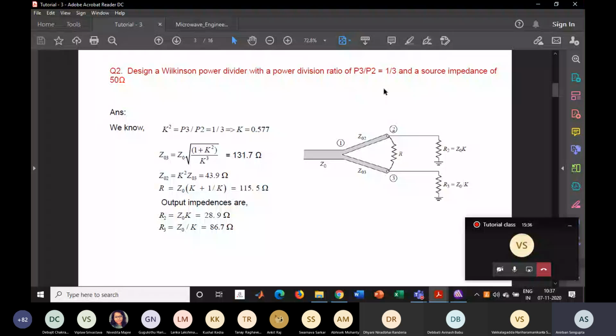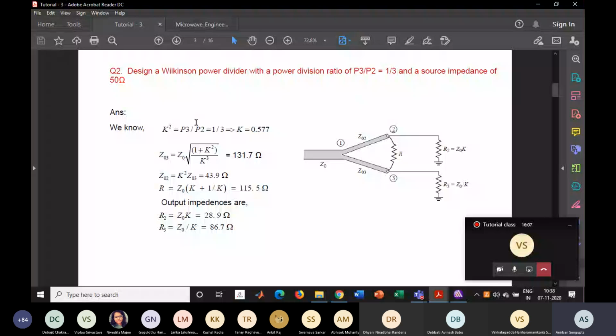Wilkinson design. So these equations are directly written in the book. When you go to the Wilkinson power divider section, you will find one part which is called the unequal power division, and that equation is written here. So the power ratio is 1/3. So K is the ratio factor. So K square equals P3 by P2. Now from that I can find the value of K.